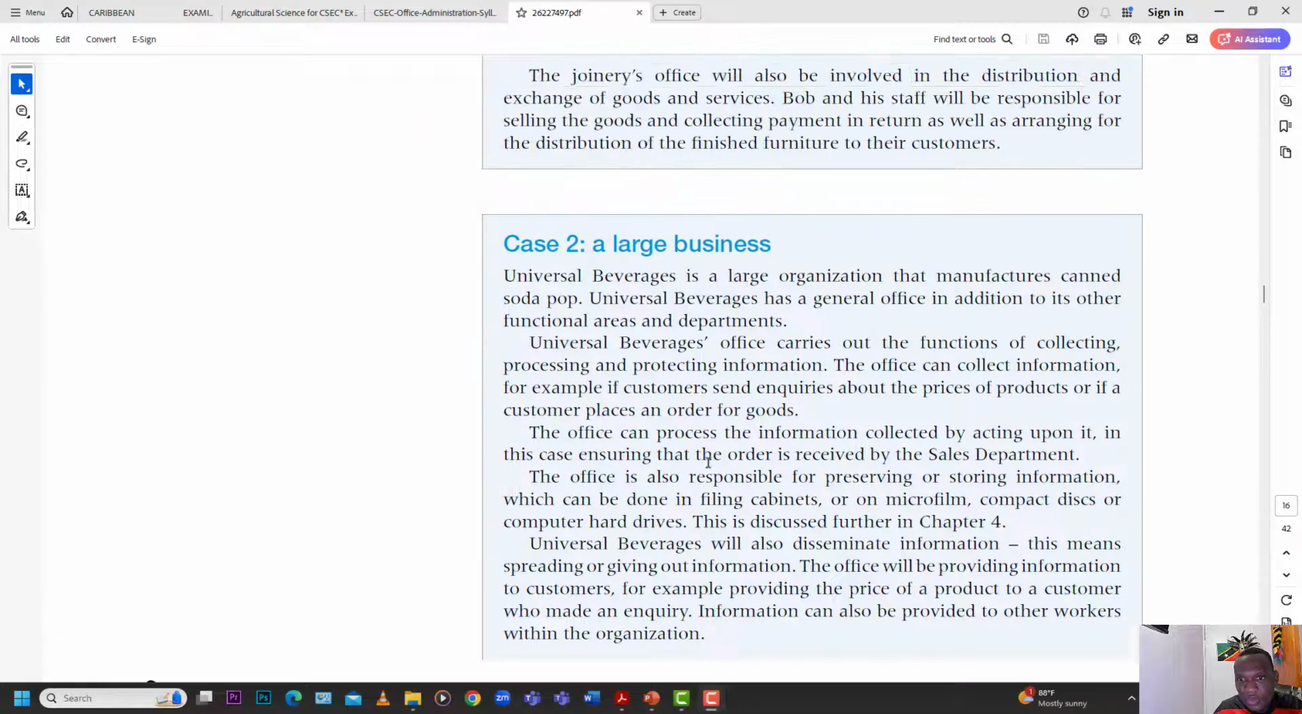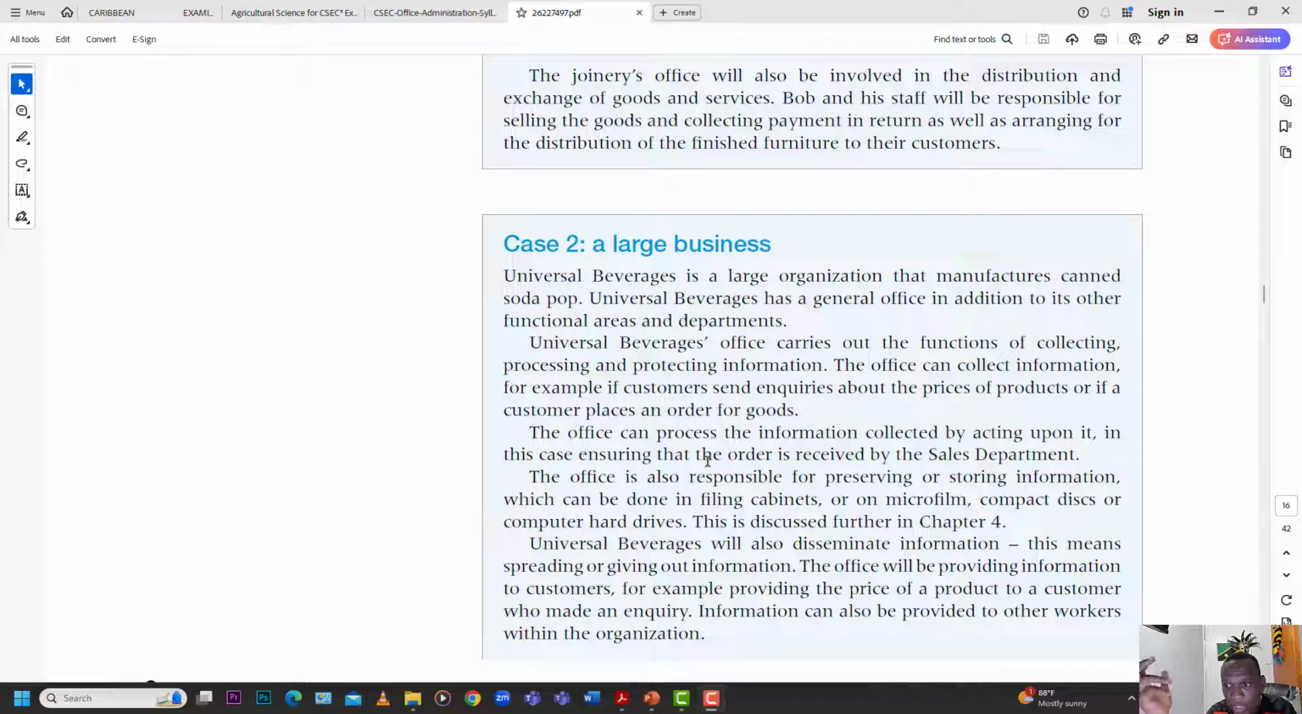So all of these are ways you can look at the functions of the office. Let's look at case 2, a large business. Universal Beverages is a large organization that manufactures canned soda pop. Long time, many people use the word soda pop. Universal Beverages has a general office in addition to other functional areas and departments. The office carries out the functions of collecting, processing, and protecting information.